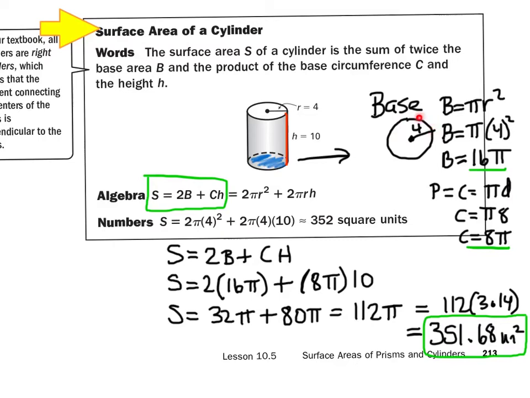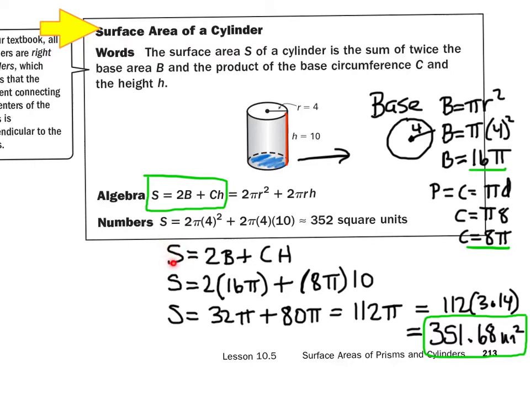So to go around the circle, we have to do pi times the diameter. Well, if the radius is 4, all the way across the circle is 8. So that'd be pi times the diameter, which is 8, and that's just 8 pi. Leave it alone until the end. I'll show you. This saves a ton of time.